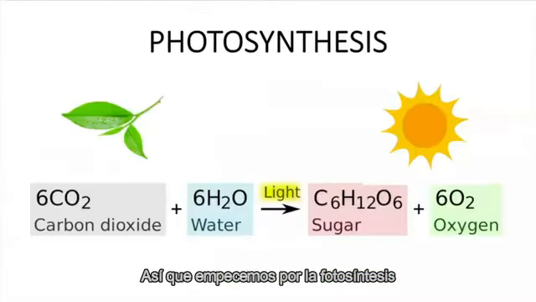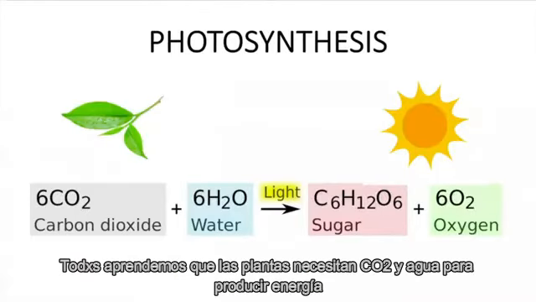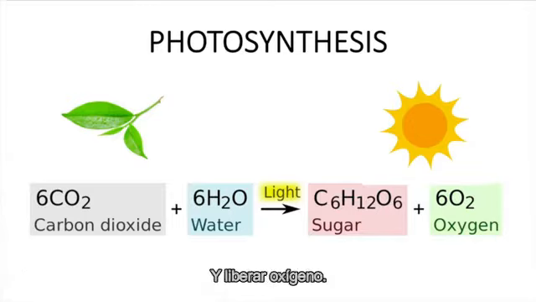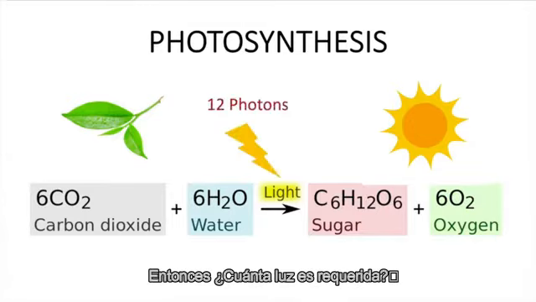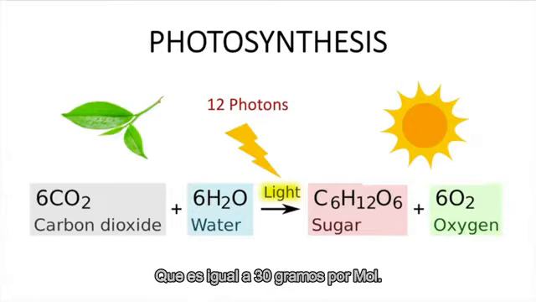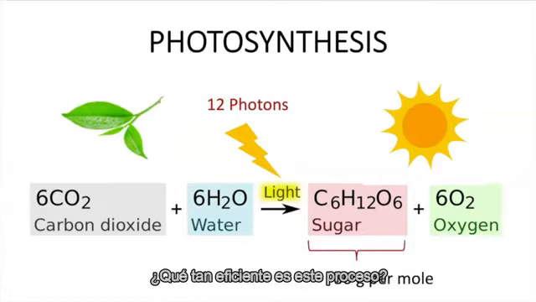So let's start with photosynthesis. We all learned that plants need CO2 and water to produce energy. Plants use light in order to convert carbon dioxide and water to carbohydrates and release oxygen. So how much light is required? We know plants need about 12 photons of light to make carbohydrates, which are equal to 30 grams per mole. So how efficient is this process?